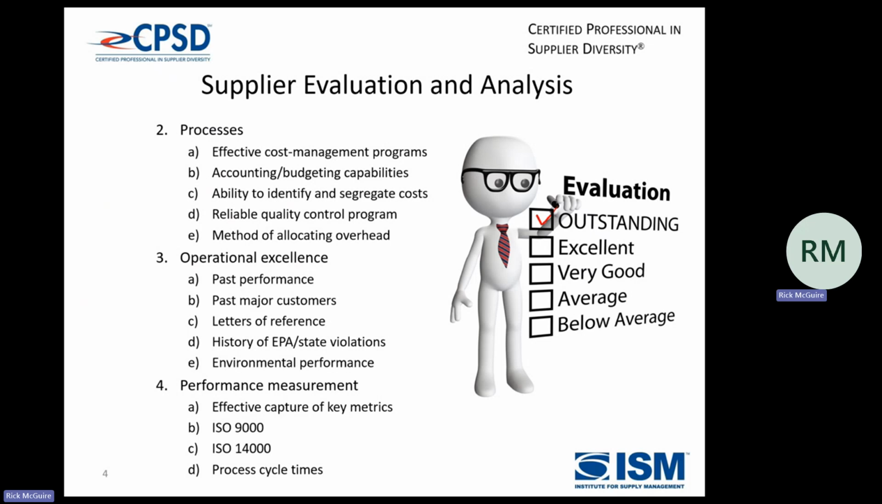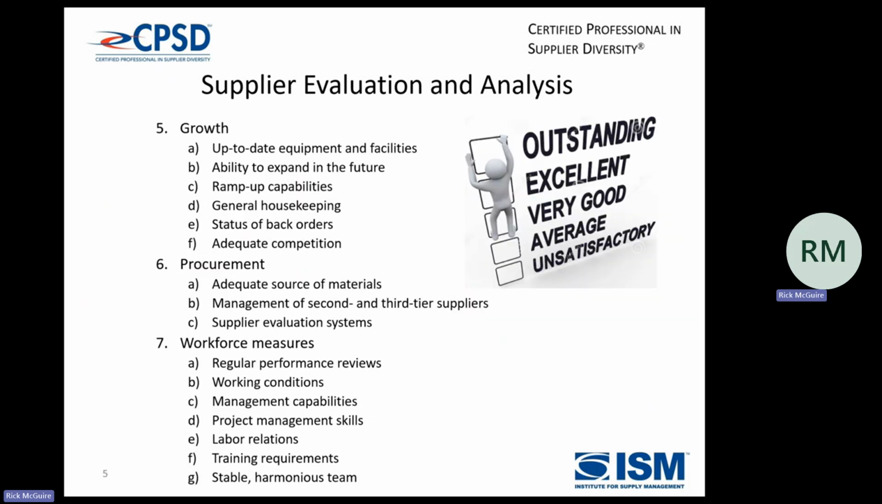Operational excellence, past performance, past major customers, letters of reference. We don't want to see EPA or state violations, environmental performance, and performance measurement, effective capture of key metrics. How do they do it? ISO 9000 and ISO 14000, process cycle times. Growth is another area: up-to-date equipment and facilities, ability to expand in the future, ramp up capabilities, general housekeeping, status of back orders, adequate competition.